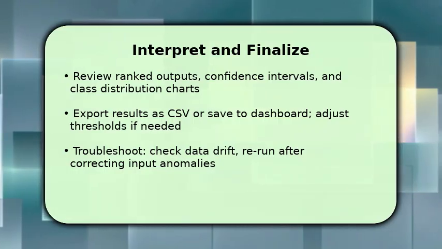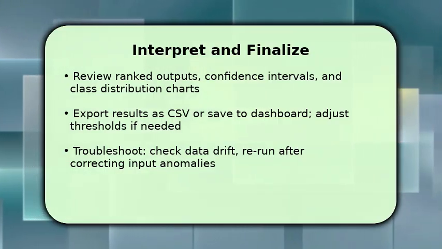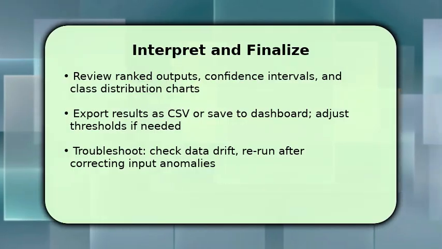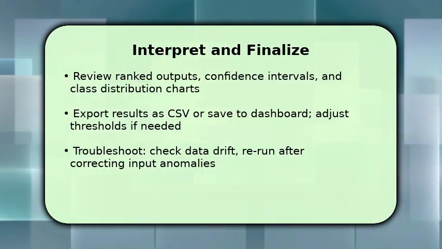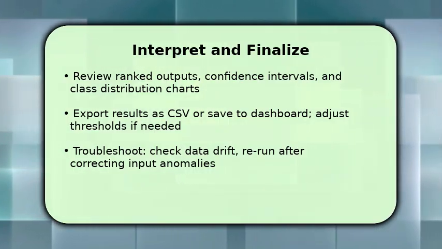If things go wrong, check for data drift or input anomalies, correct the source data, and rerun the pipeline. Doing that fixes most unexpected rank shifts or low confidence issues.